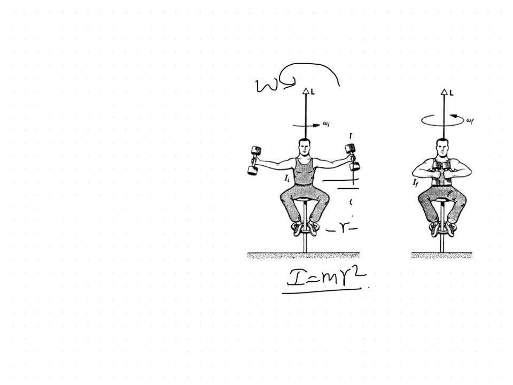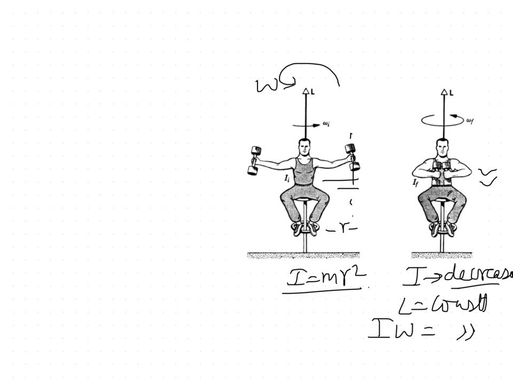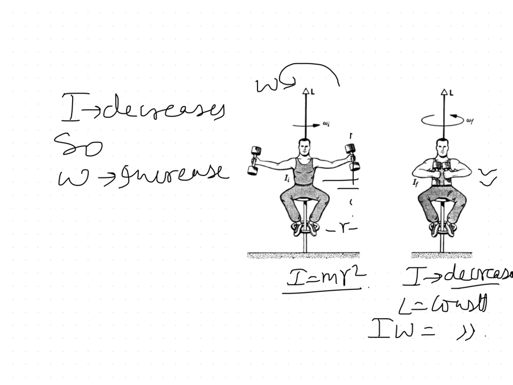Now if he contracts his hands like this, then we say that moment of inertia I decreases without applying any external torque. He makes these changes on his own, so no external torque is acting. If no external torque is acting, then L will remain constant, and L remaining constant means I omega remains constant. Since I decreases, omega increases. So he will rotate with a large angular velocity in this second case.